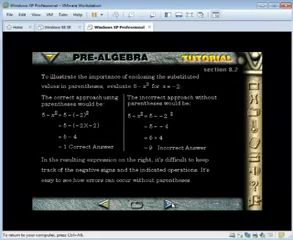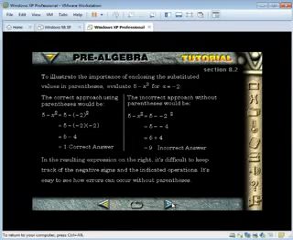To illustrate the importance of enclosing the substituted values in parentheses, evaluate 5 minus x squared for x equals negative 2. The correct approach using parentheses would be 5 minus x squared equals 5 minus negative 2 squared equals 5 minus negative 2 times negative 2 equals 5 minus 4 equals 1, the correct answer.